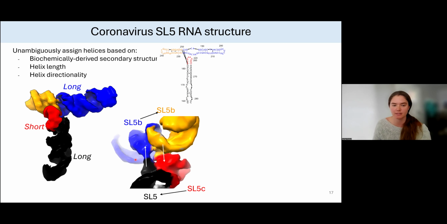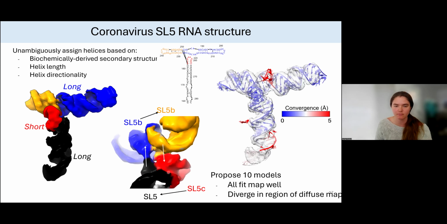The other thing we can do with RNA is we can actually decide the directionality of our strands. So just given the helical direction, we can say that at this junction, the RNA strand is moving in this direction here, so from SL5 to SL5B, and then in this direction on the other side of the junction.